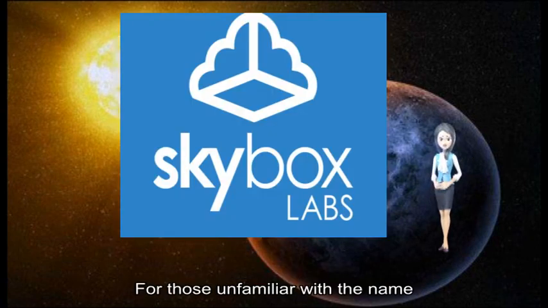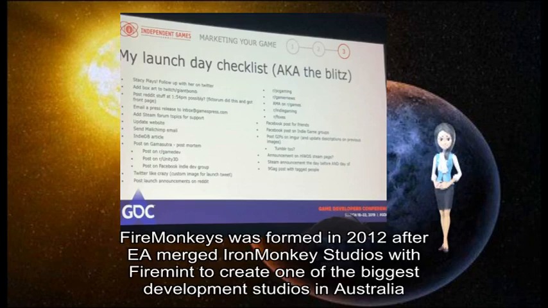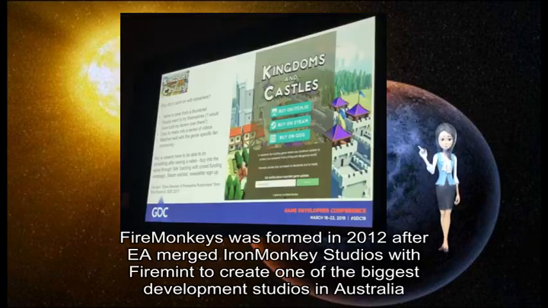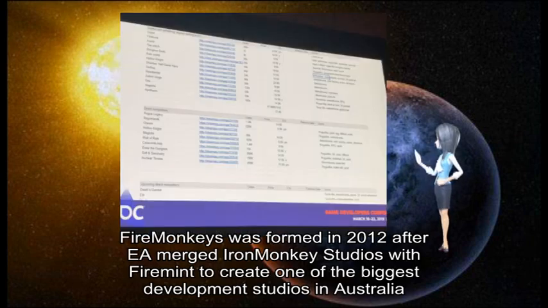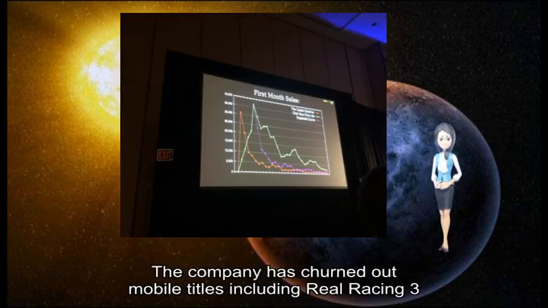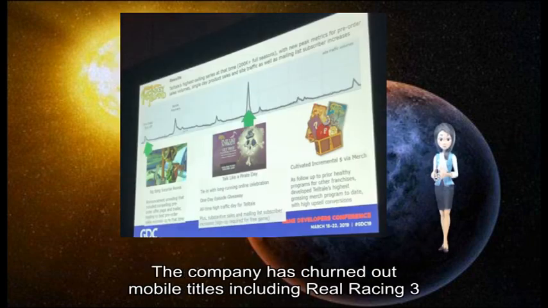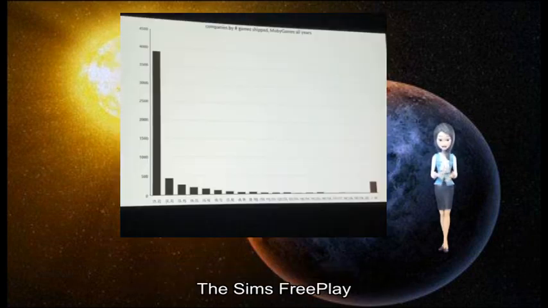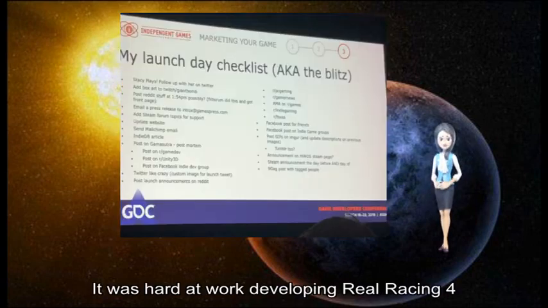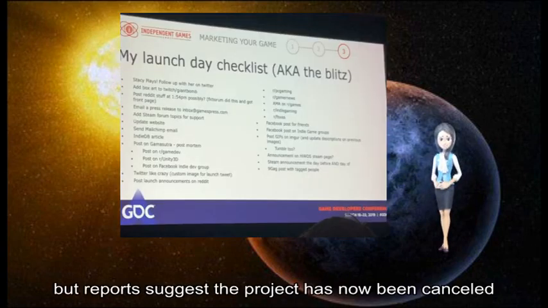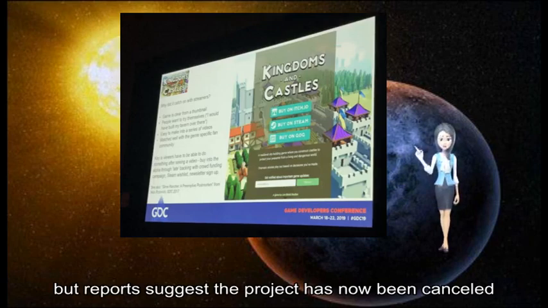For those unfamiliar with the name, 5 Monkeys was formed in 2012 after it merged Iron Monkey Studios with 5 Mint to create one of the biggest development studios in Australia. The company has churned out mobile titles including Real Racing 3, The Sims FreePlay, and Need for Speed: No Limits. It was hard at work developing Real Racing 4, but reports suggest the project has now been cancelled.